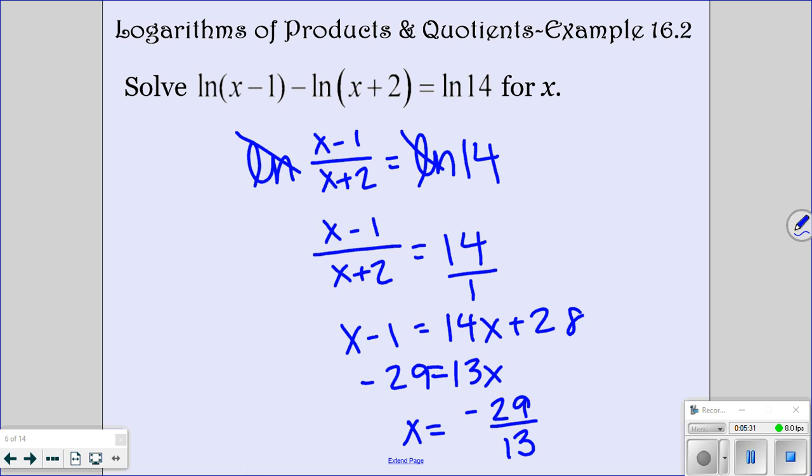However, what do we have to do to check to make sure that this number works? We need to plug it into our arguments. So our arguments are here, here, and here. This one's positive, so we don't have to worry about checking it. If you plug negative 29 over 13 in here, and then you subtract 1, that is still going to be a negative number. So this does not work.